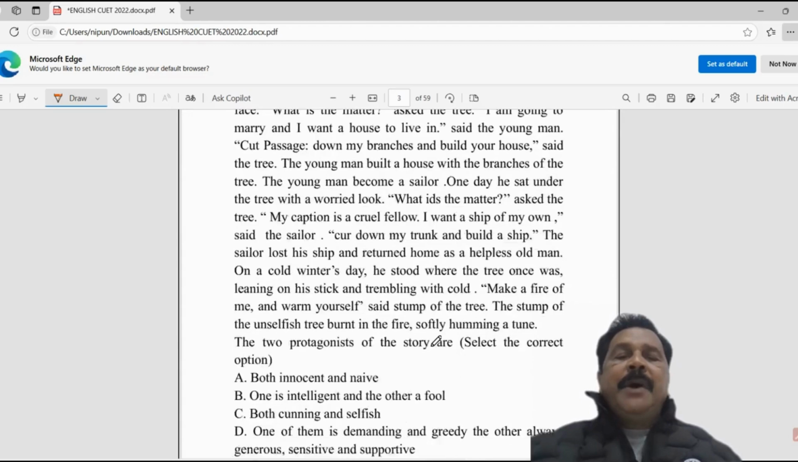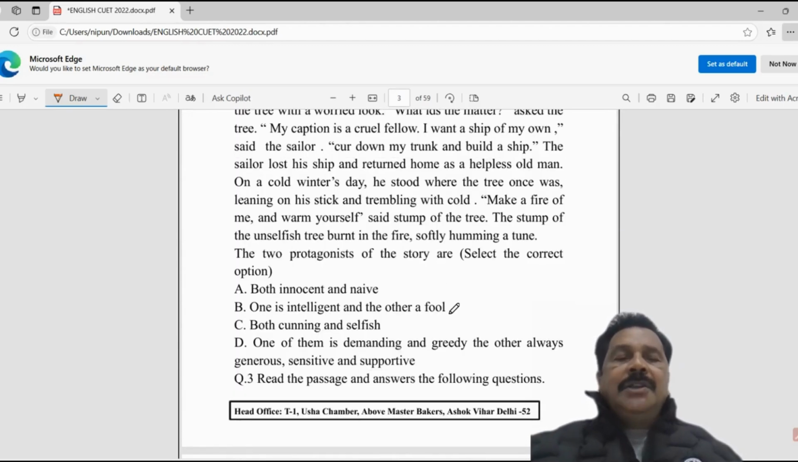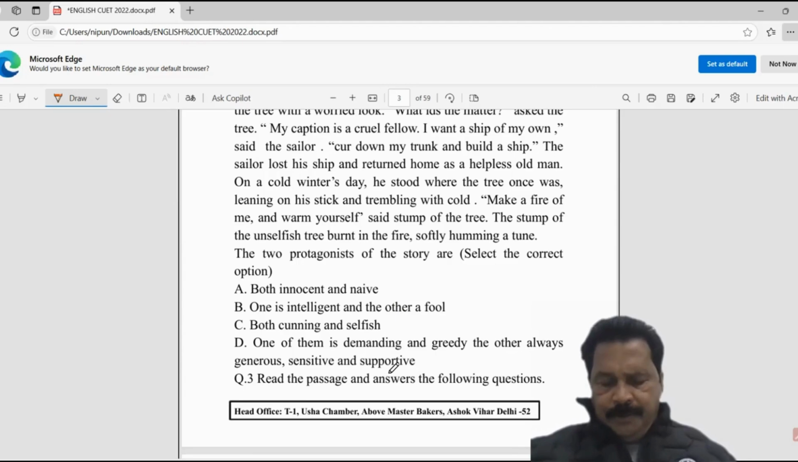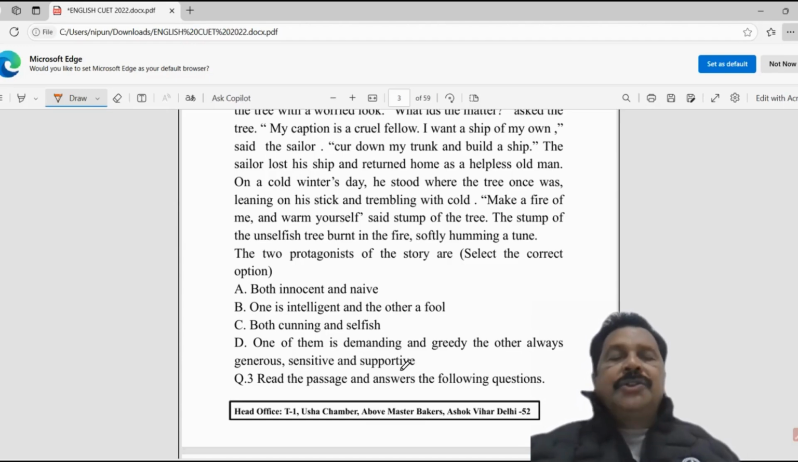Again, the same passage is repeated, and the question is: the two protagonists of the story are... select the correct option. Number 1, both innocent and knave. Second, one is intelligent and the other is a fool. Third, both cunning and selfish. And fourth, one of them is demanding and greedy, while the other is always generous, sensitive, and supportive. The answer is part A, both innocent and knave.